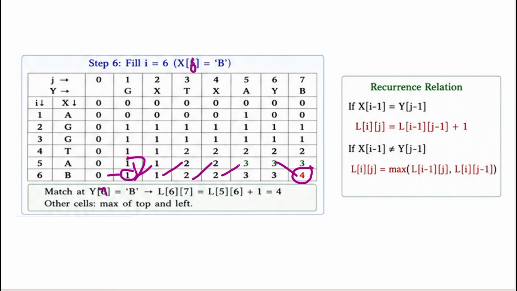If both the characters are not matched, this is the formula: compare the top and left cells. Which one is maximum? Write that value here. If both are matched, it is the diagonal value plus 1. Clear? So likewise, you fill all the table data. This is very simple compared to the previous problems, right?